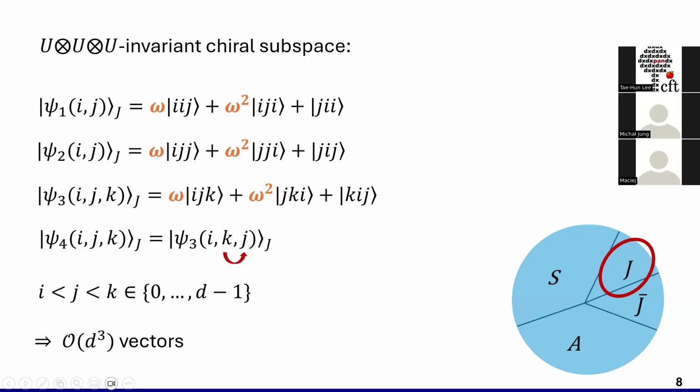Here one can count how many basis vectors we have, and that's what I meant before. I was thinking about this subspace for local dimension 3. We have 8 of them. But the number grows with local dimension to the power of 3.